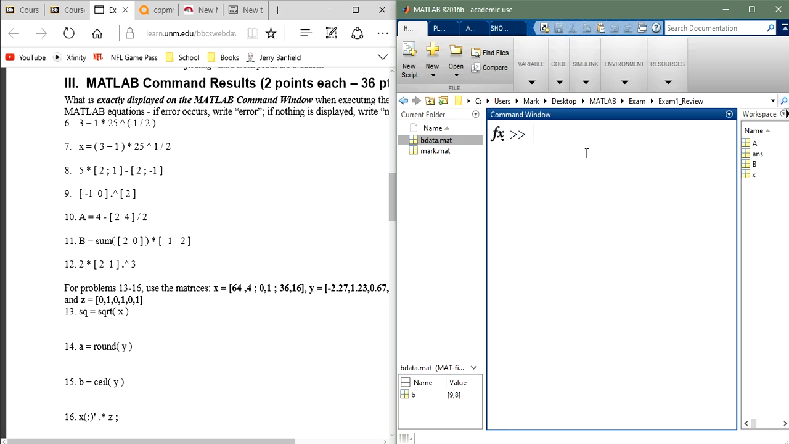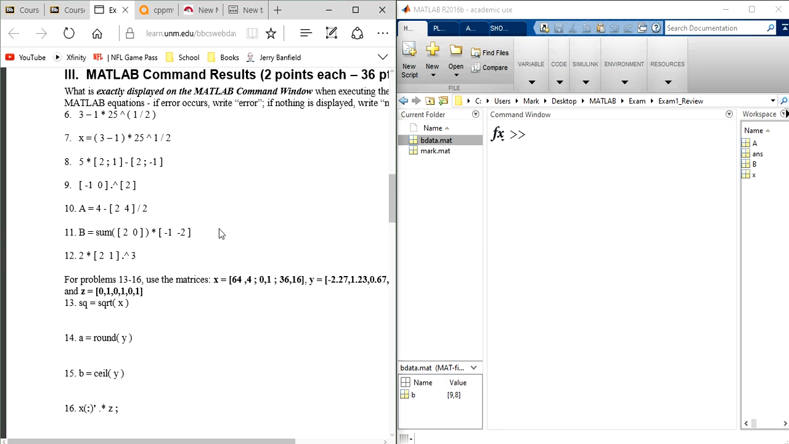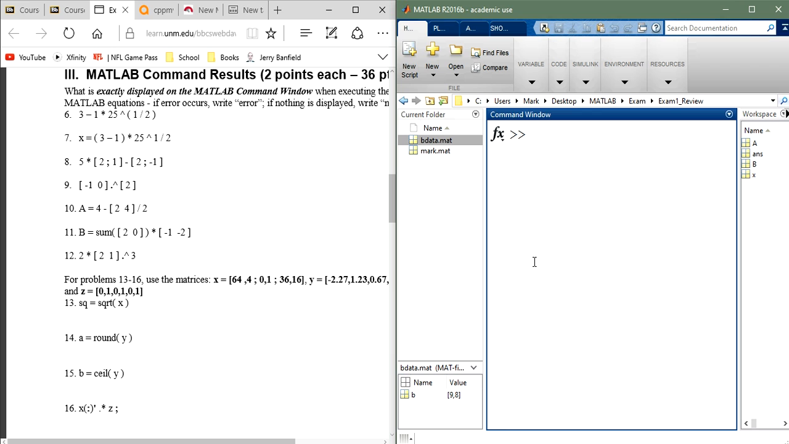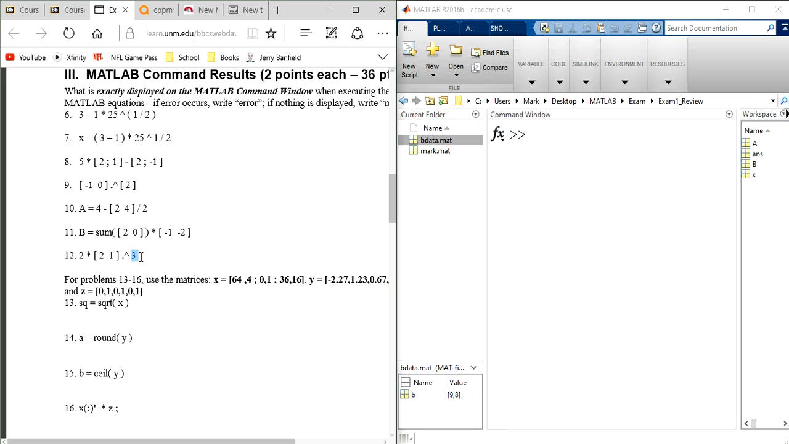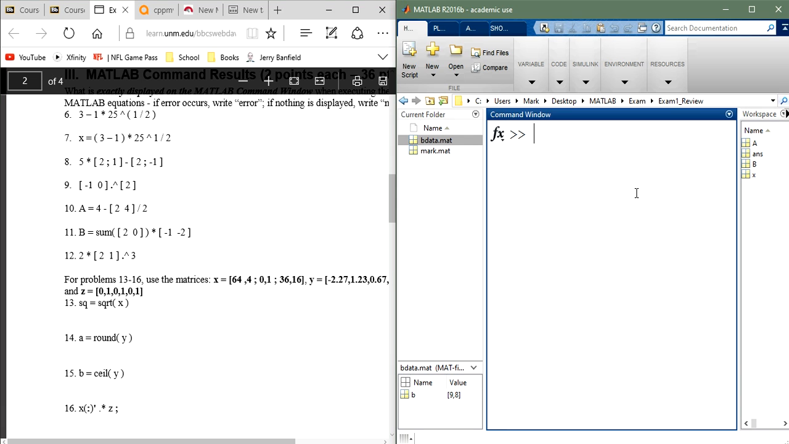B is equal to negative 2, negative 4. Let's do the last one. 2 times the matrix 2, 1 raised to the third power. Okay. So again, we follow order of operations, PEMDAS. We're going to do the powers first. So 2 to the third is 8. 1 to the third is just 1. 8 times 2 is 16, and 1 times 2 is 2. So the answer would be A and S is equal to 16, 2.